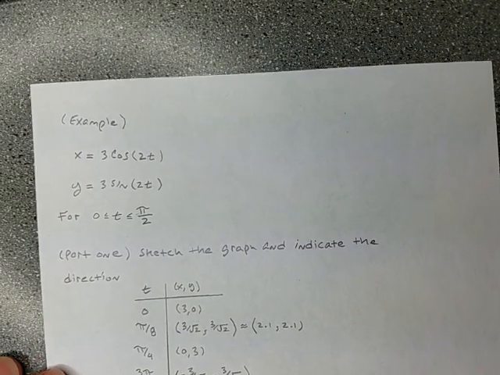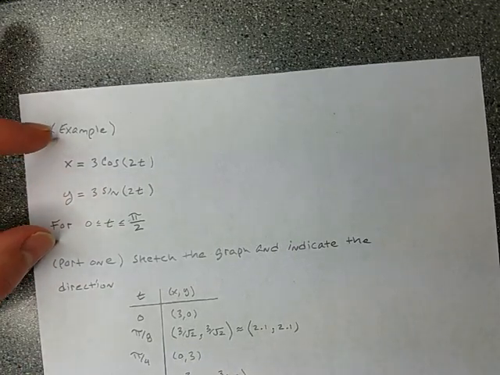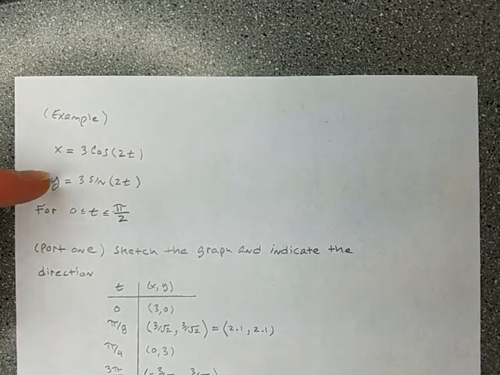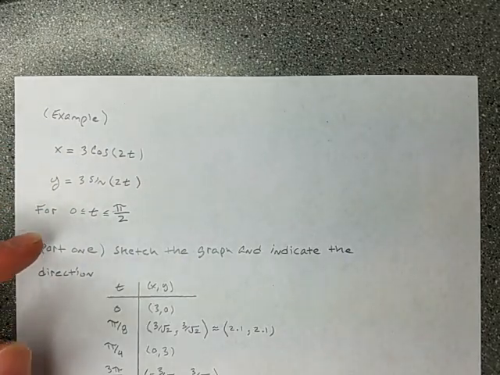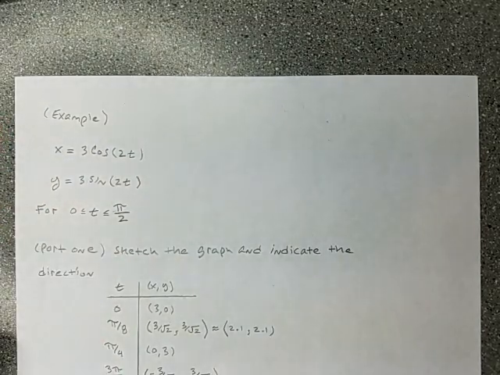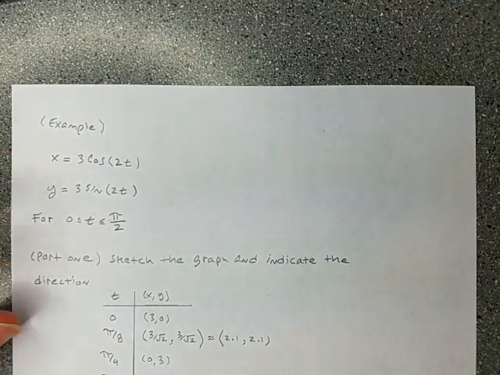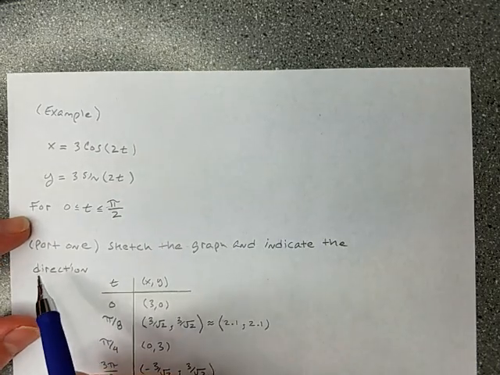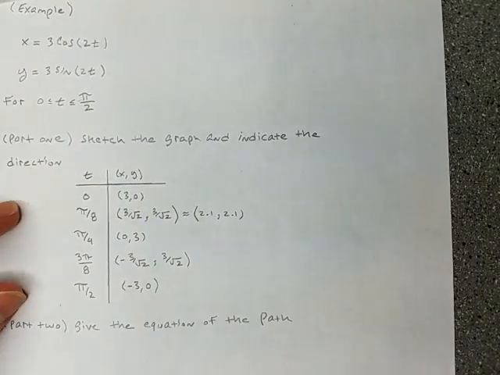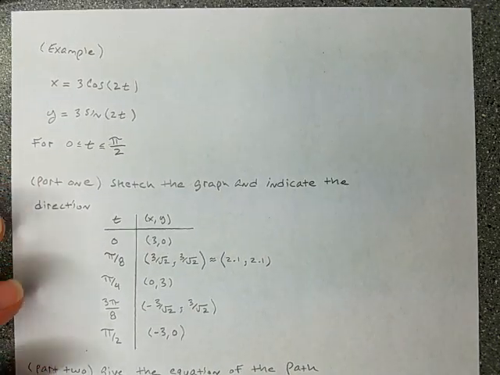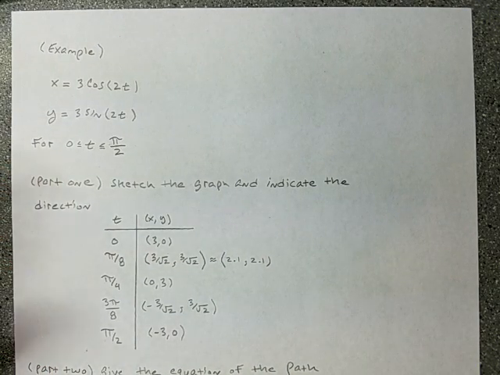All right, so let's take this one, a new set of parametric equations. X is 3 cosine 2t, y is 3 sine of 2t, for t running from 0 to pi over 2. And I had the same outline that I had before, where I'd like to sketch the graph, indicate the direction, okay? And then give an equation for the path. All right, so those are the initial concepts with parametric equations.